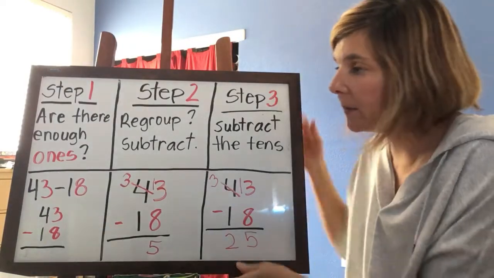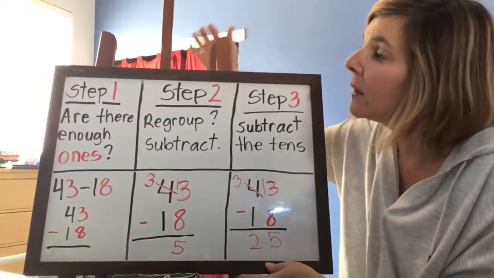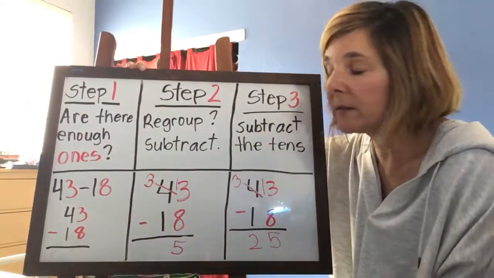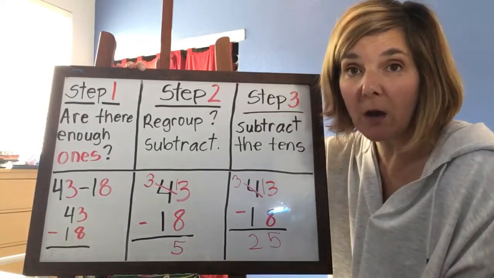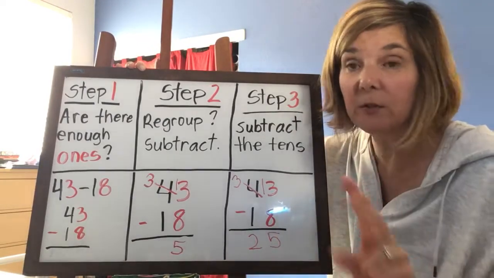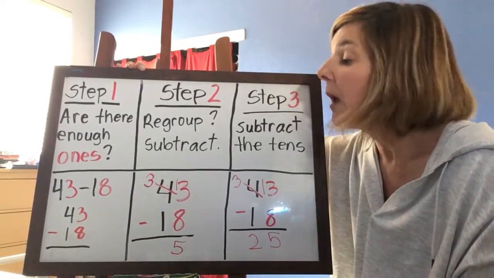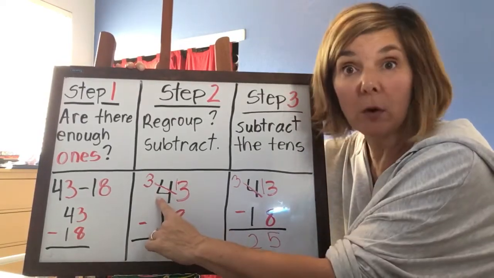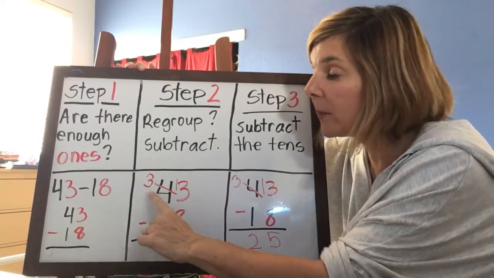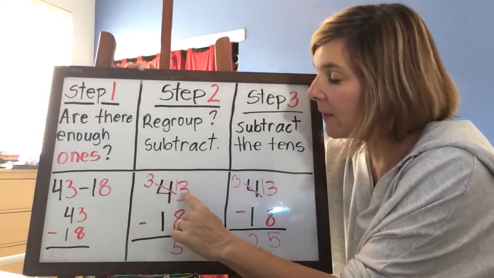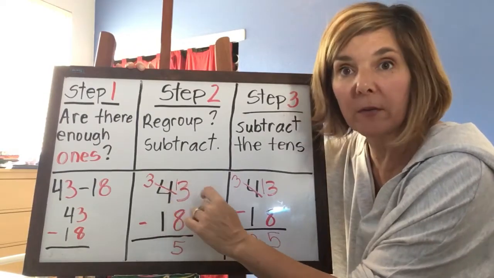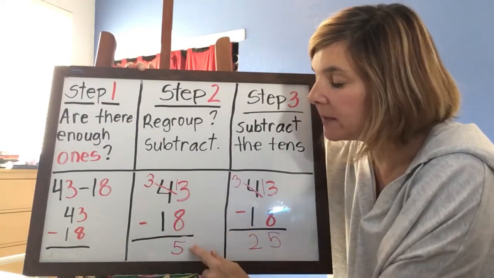I'm going to slow it down now and start with our steps. Now, step number 1, are there enough ones? We had to compare the ones. The bigger number was not on the top, so we needed to do step 2, which is regroup. And when we regrouped, we subtracted. We took from our 4, we borrowed. The 4 became a 3, and the 3 in the ones place became a 13 because I moved a 1 over there. 13 take away 8 is 5.